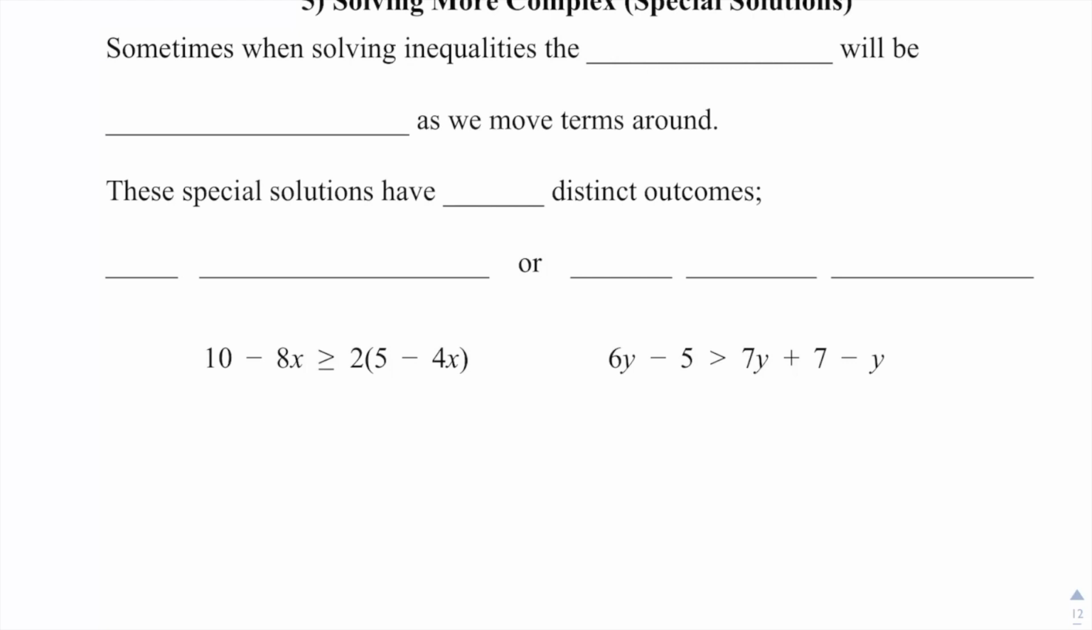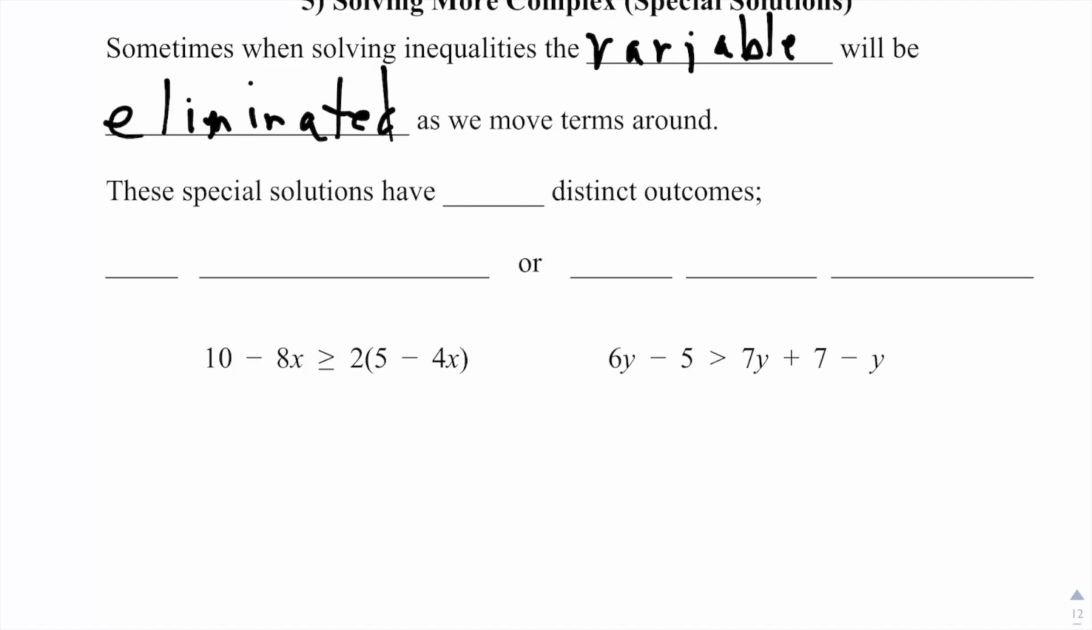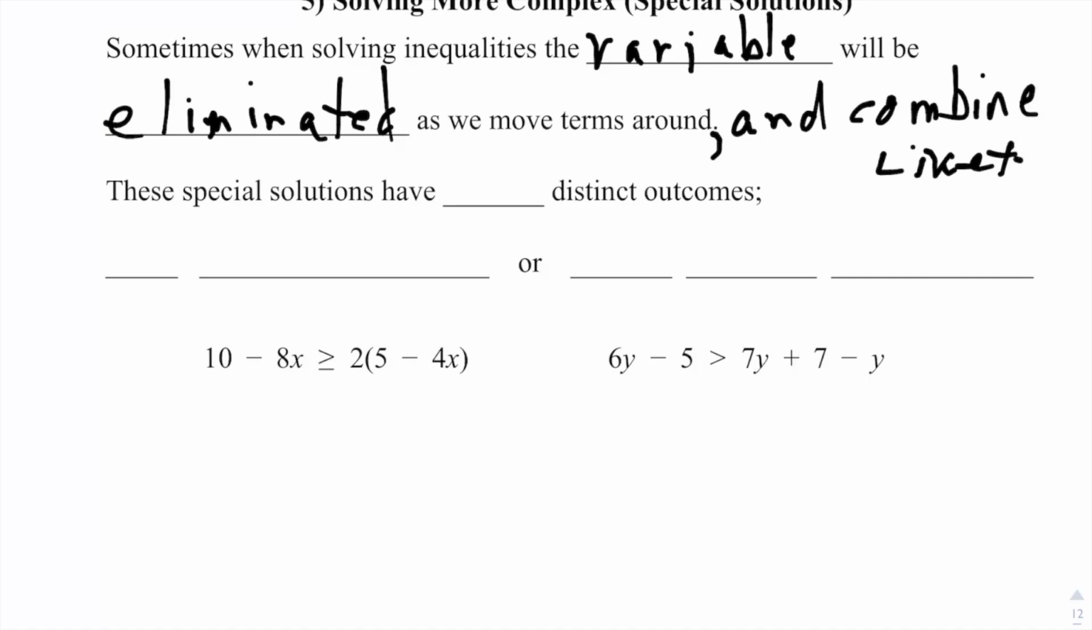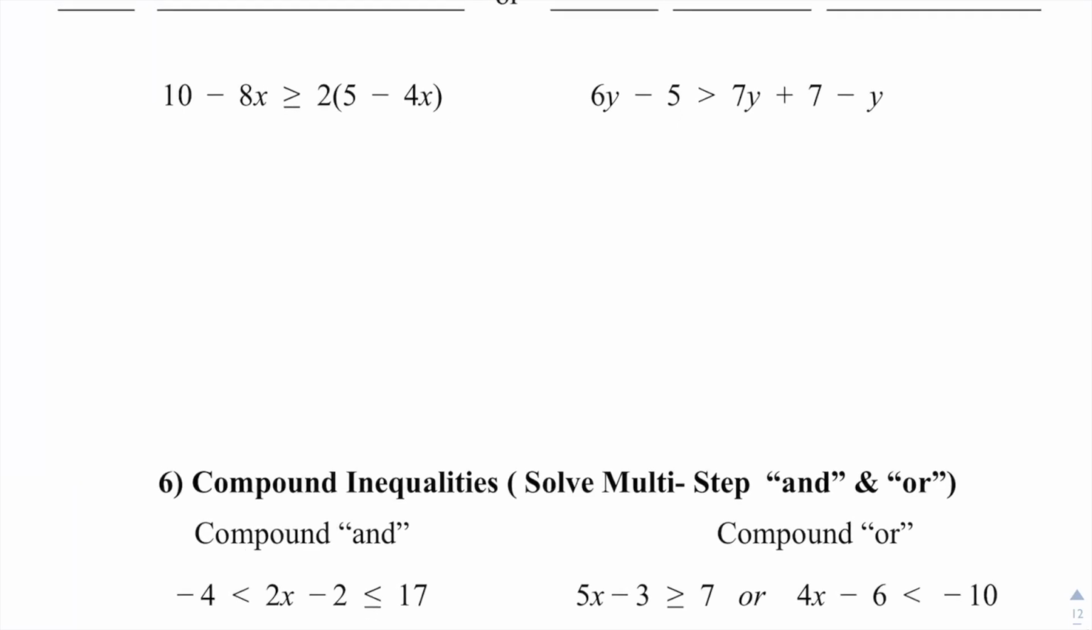These are special solutions. Sometimes when solving inequalities, the variable will be eliminated as we move the terms around and combine our like terms. These special solutions have two distinct outcomes. I'm going to do the examples and then explain to you what the outcomes are. So let's do this first example.